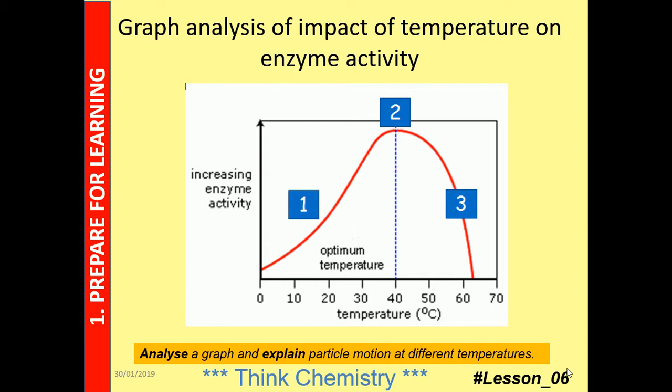And section 3 is where the denaturing is occurring. So the enzyme's got too hot, the active site is changing shape and therefore no longer working properly.